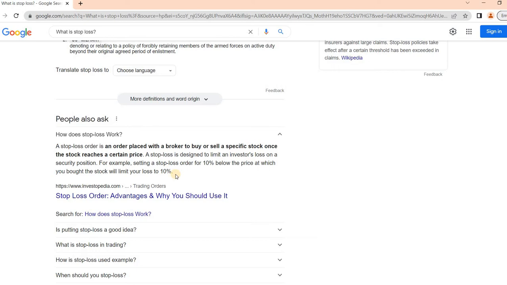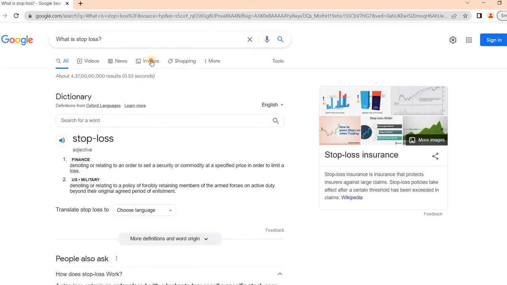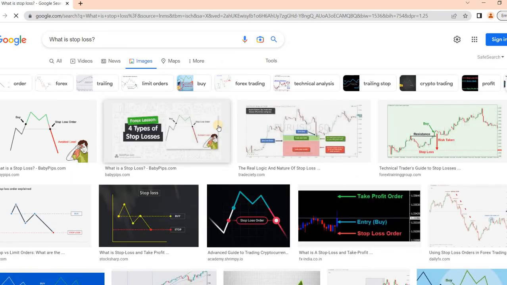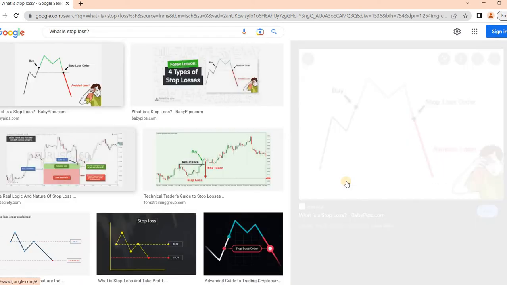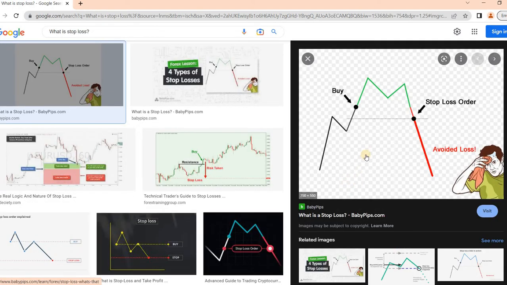In that case, you can set a stop loss of $90 when you are purchasing the $100 stock. This is essentially a 10% stop loss. So this kind of limits your maximum loss to 10%. Now maybe we can go to the images section and there we will have better representations. So for example, let's take this image from Baby Pips.